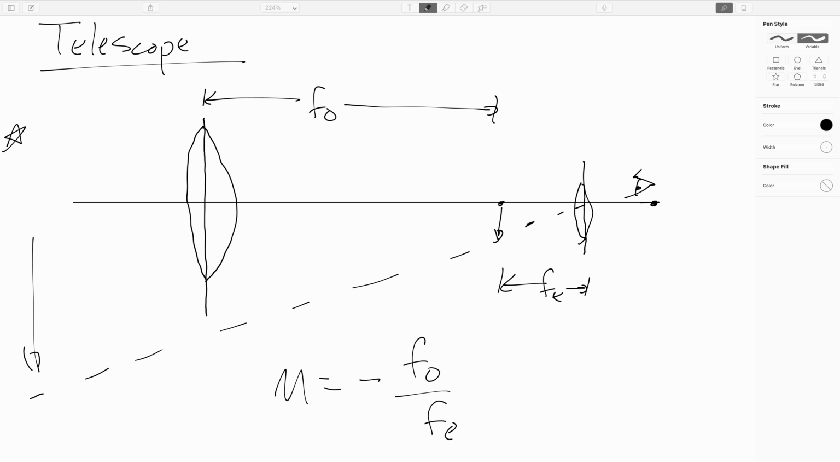Alrighty, so we'll pick up on this thought in the next video. We will go ahead and take a look at how diffraction limits the resolution of our optical devices, and also talk about how things can go wrong with lenses.